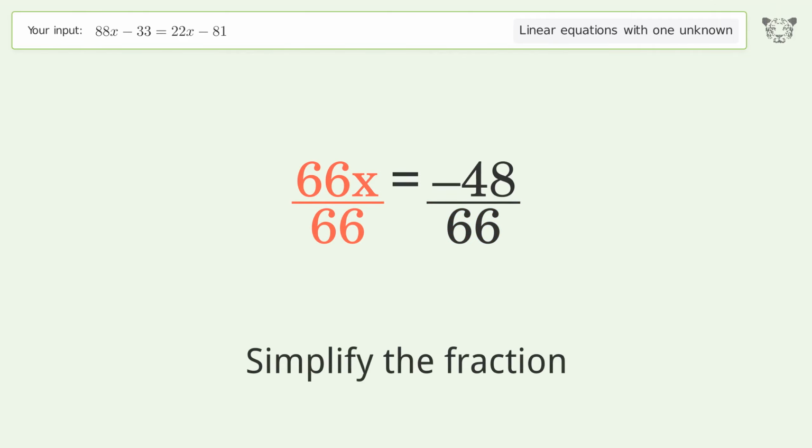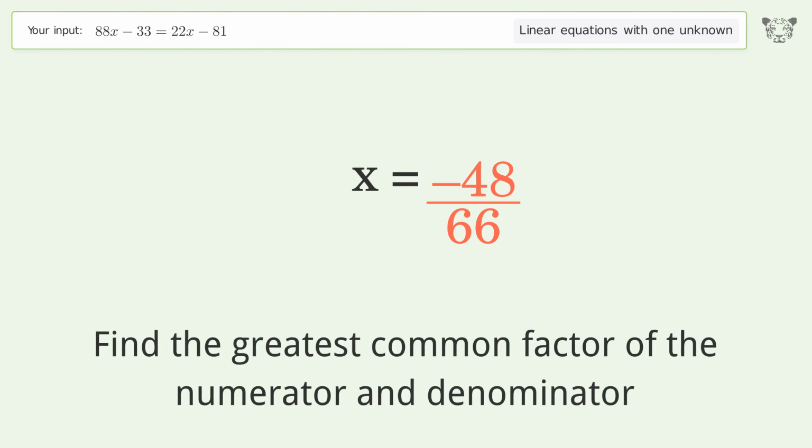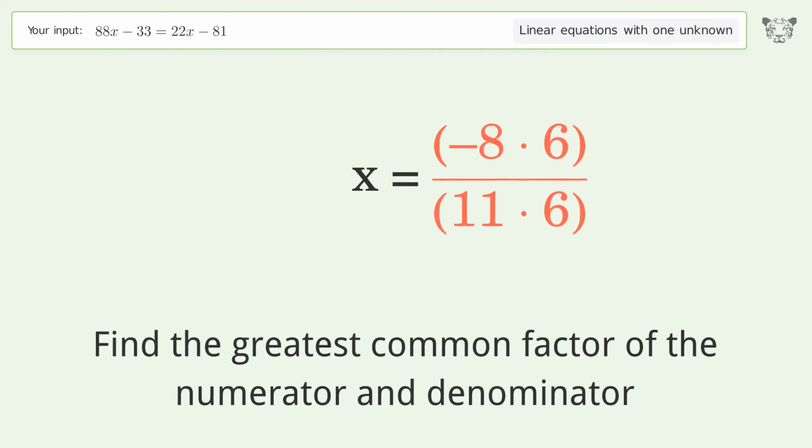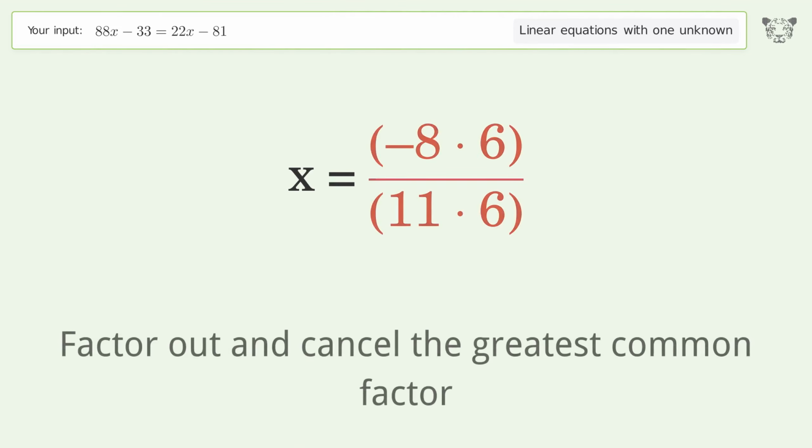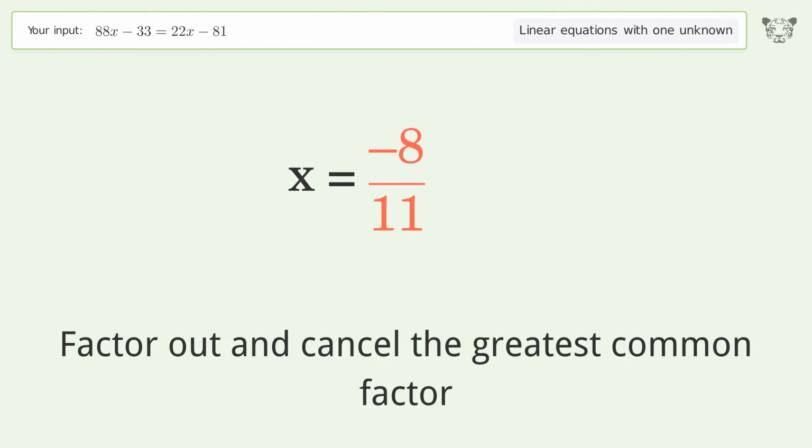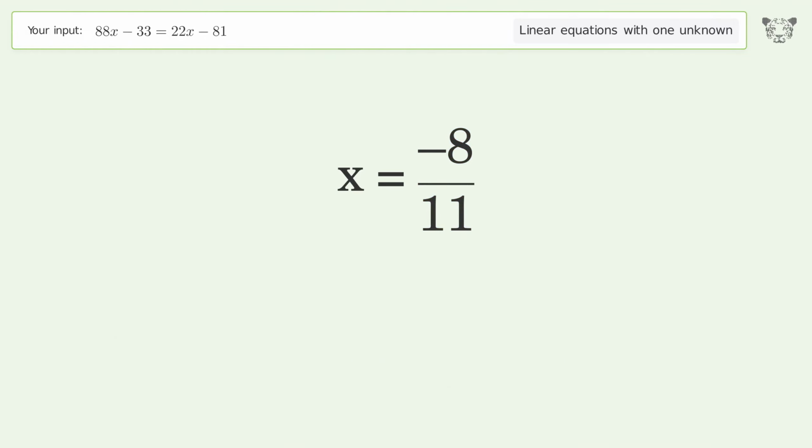Simplify the fraction. Find the greatest common factor of the numerator and denominator. Factor out and cancel the greatest common factor. And so the final result is x equals -8/11.